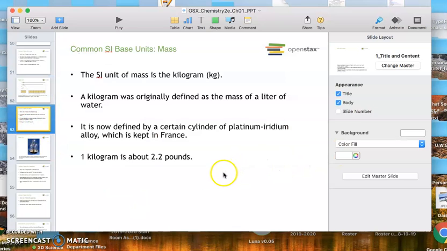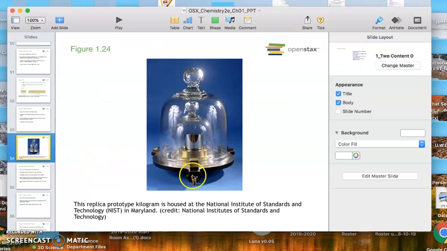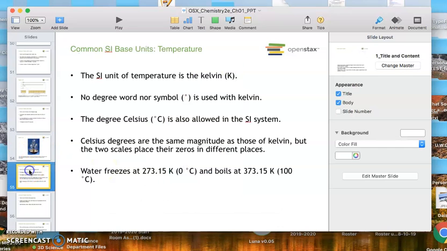For mass, the SI unit for mass is the kilogram. It was originally defined as the mass of a liter of water. A liter of water is 1,000 milliliters, and each milliliter is 1 gram, so it's 1,000 grams. 1,000 grams is 1 kilogram. Now it's defined by a certain cylinder of platinum-iridium alloy, which is kept in France. 1 kilogram is about 2.2 pounds, and here's a picture of a replica, a prototype of a kilogram, and the mass of that metal cylinder is roughly 1 kilogram.